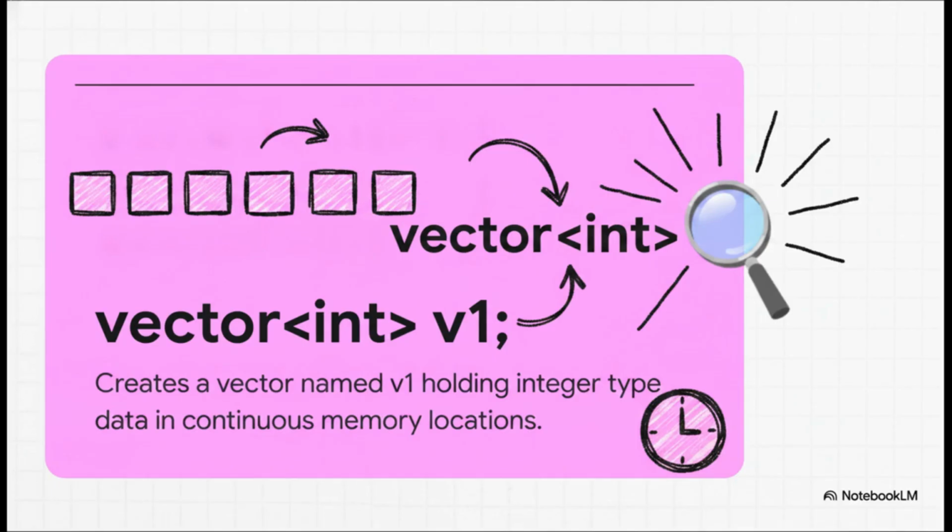But here's the really cool part. Under the hood, just like standard arrays, a vector stores all this homogeneous data right next to each other in contiguous memory locations. Why does that matter? Because it means you can randomly access any element instantly. We're talking O(1) time complexity. It's totally dynamic, but still incredibly fast.